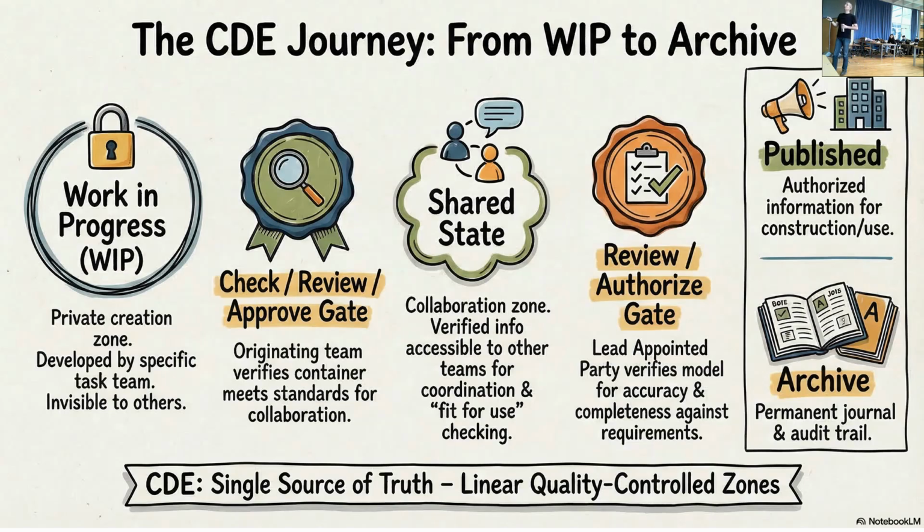Okay, so work in progress is only for your own needs. So our architect works with the work in progress. Then we have check, review, approve gates. Then we have shared states. Okay, so basically we verify if this meets the standards for collaboration. So we want to make sure before we share. Then we share. Okay, then the lead appointed party verifies if it works perfectly, because different stakeholders, structural engineer, mechanical engineer, electrical engineer, they all check. And if it is okay, then it's published. And we have an archive at the end. Okay, so this is the idea.